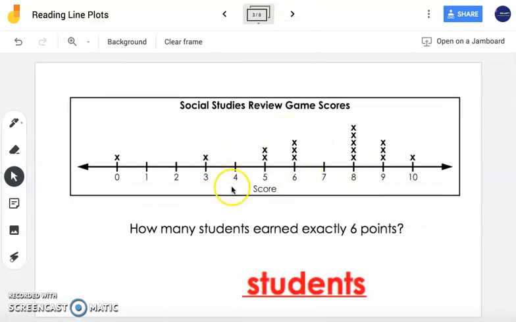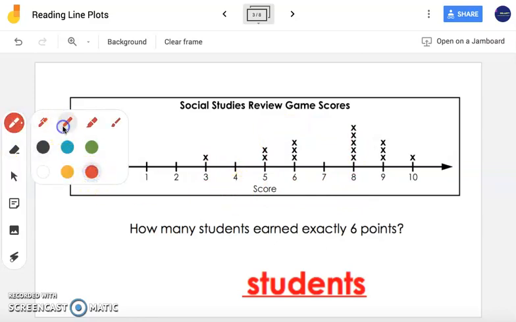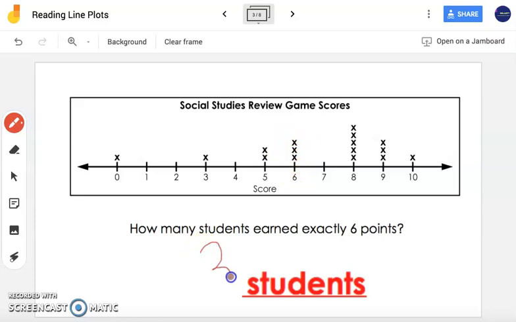Now here again is the line plot. The question says how many students earned exactly 6 points. So our goal here is first to figure out where on this line plot represents 6 points. So I'm going to look at my axis here and I'm going to find 6. This 6 represents a score of 6 points, and they asked exactly 6 points. So therefore I'm going to count the number of X's I see above 6. 1, 2, 3. And those X's represent students. So 3 students scored exactly 6 points.